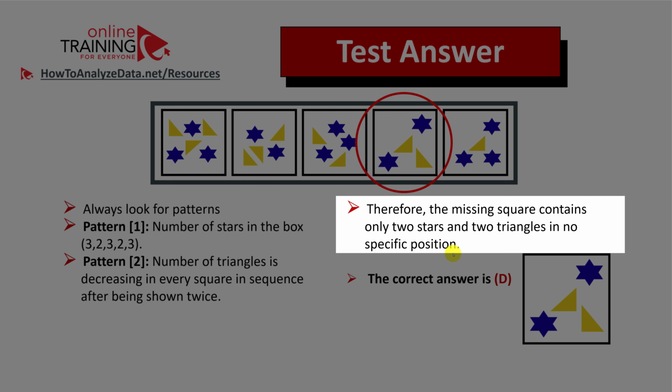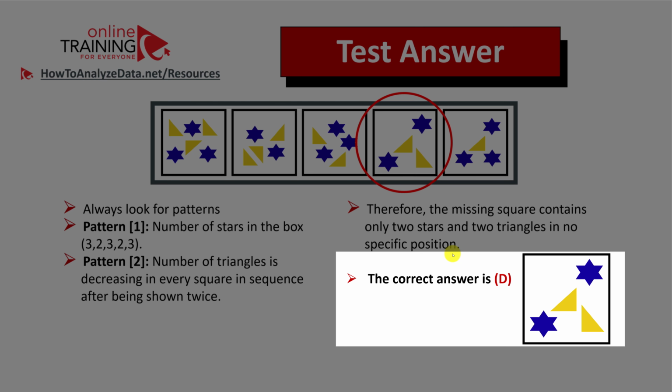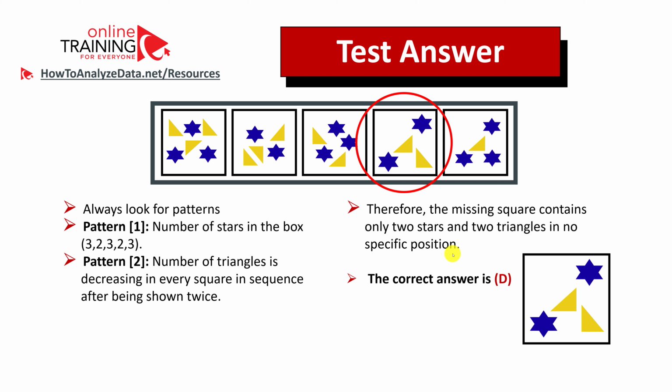This is why the missing square contains only 2 stars and 2 triangles in no specific position. So the correct answer here is choice D. Hopefully you've nailed this question and now know how to answer similar problems on the test.